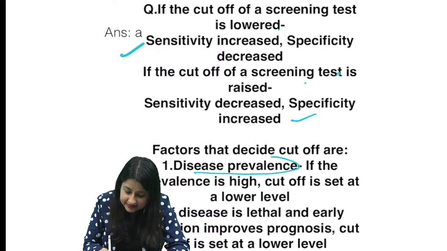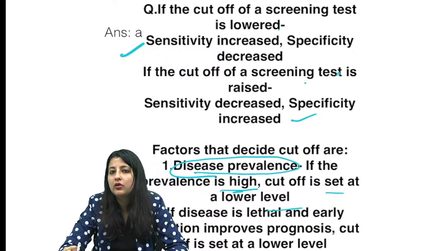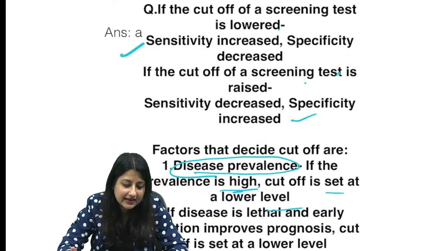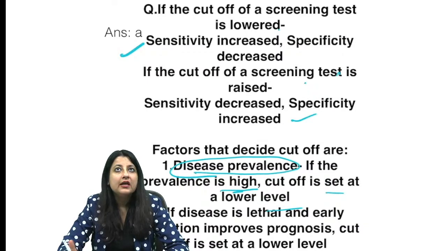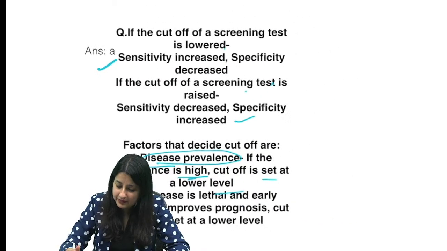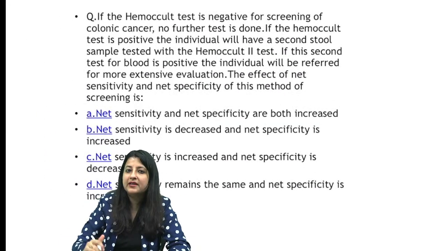Please remember disease prevalence. If the prevalence is high, cutoff is set at a lower level. ये important है, ठीक है? कभी कभी एग्जाम में INICET में पूछ सकते हैं कि when are you going to keep a lower cutoff? तो lower cutoff आप कब रखेंगे? जब prevalence high होगा. क्लियर? चलो आज ना मैं सारे कॉन्सेप्चुअल टॉपिक्स पहले करा रही हूँ.